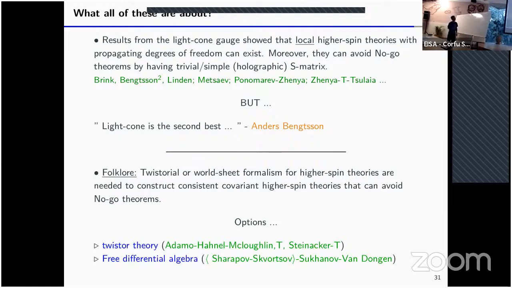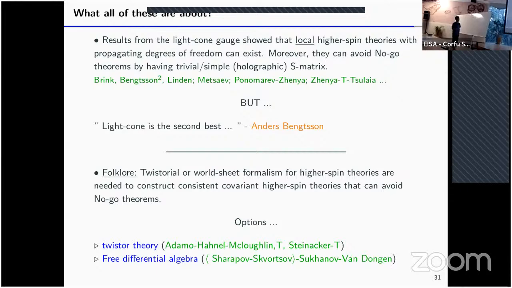Okay, so the results from the light-cone gauge show that local higher spin theories with propagating degrees of freedom can exist, which is good. However, they can avoid the no-go theorems by having a trivial and simple holographic S-matrix, as studied by many people here. However, one of the legends in the light-cone business says that light-cone is the second best and we still need some coherent description of higher spin theories.